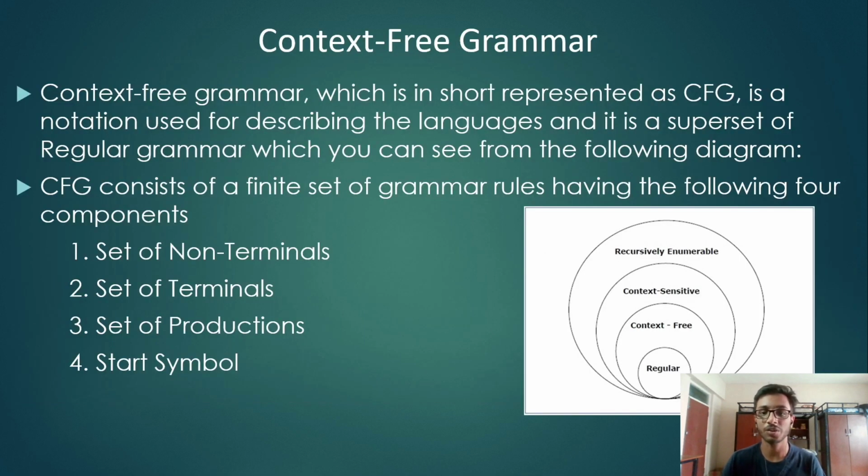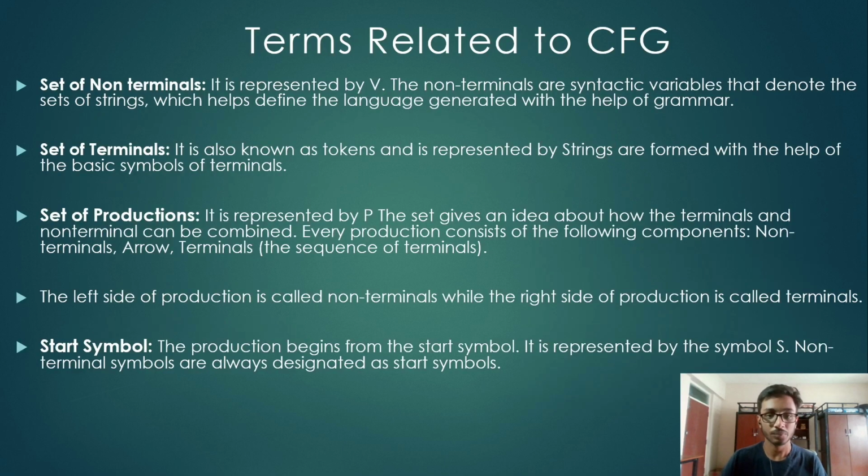Context-free grammar. What is context-free grammar? Context-free grammar, which is in short represented as CFG, is a notation used for describing a language. It is a superset of regular language, which you can see from the following diagram. CFG consists of a finite set of grammar rules having the following four components: set of non-terminals, set of terminals, set of productions, start symbol.